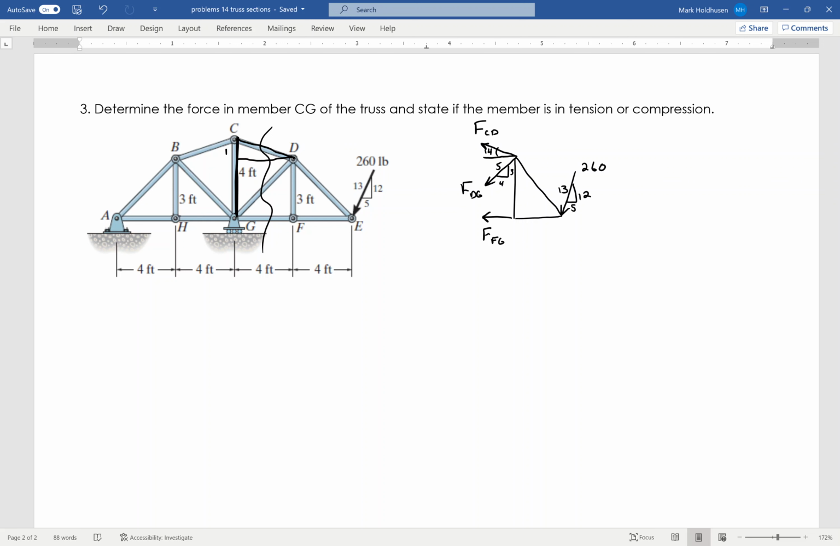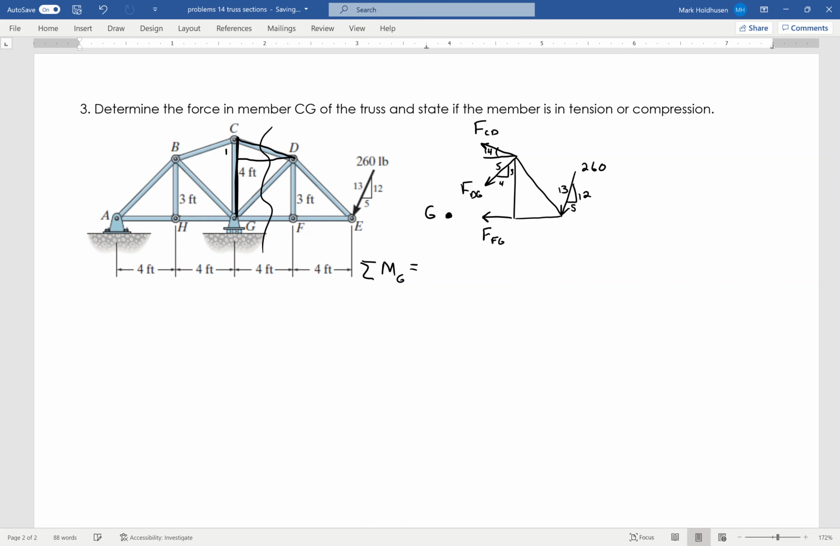So because I want to find FCD, I'm going to take a moment in such a way to get rid of these other forces. So I am actually going to take a moment about G, and again, G is not on the body, which is fine, but FFG and FDG both go through that point. Okay, so if I sum the moments about that point, the only unknown I'm going to have is the one that I'm interested in, which is FCD, which then I'm going to use to find the member that I'm actually looking for, CG.